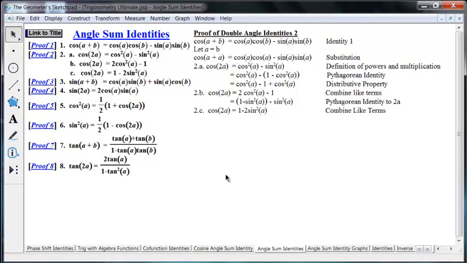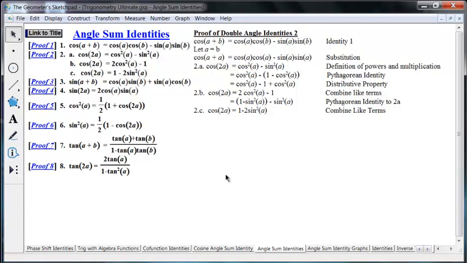And cosine A times cosine A is cosine square A, and sine A times sine A is sine square of A. That's just the definition of what it means to be a second power. And so that proves identity 2a, that cosine of 2A is cosine square A minus sine square of A. We could also change everything to just cosines or just sines.